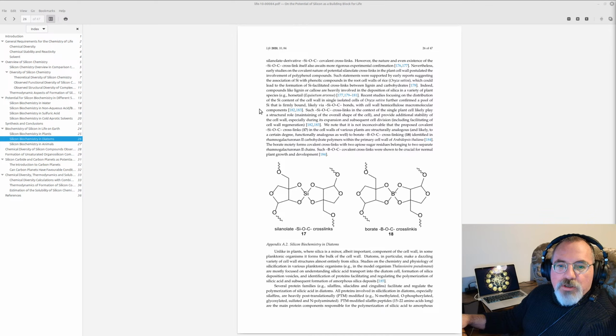hemicellulose macromolecular components. Such silicon-oxygen-carbon crosslinks in the context of the single plant wall likely play a structural role, maintaining the overall shape of the cell, which I think is what I implied earlier, and provide additional stability of the cell wall, especially during its expansion and subsequent cell division, including facilitating cell wall regeneration.